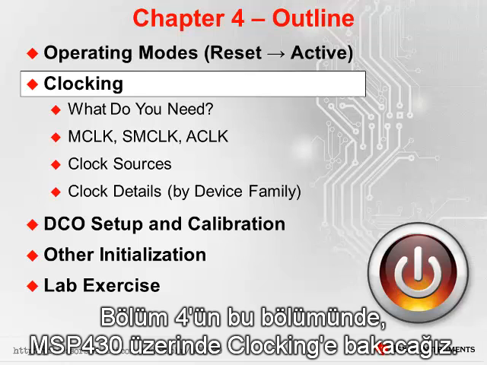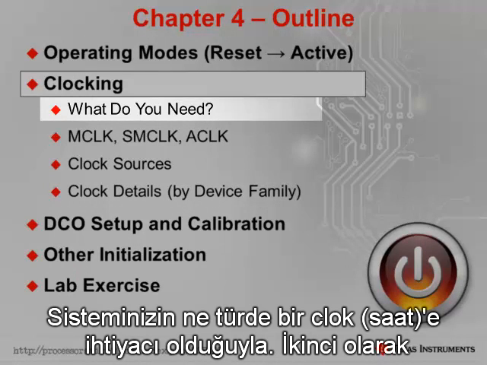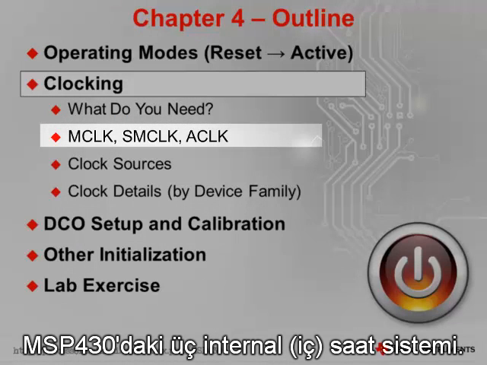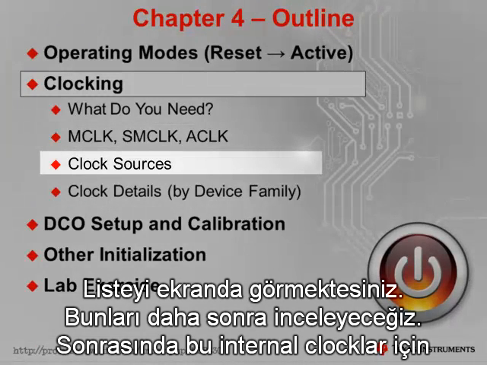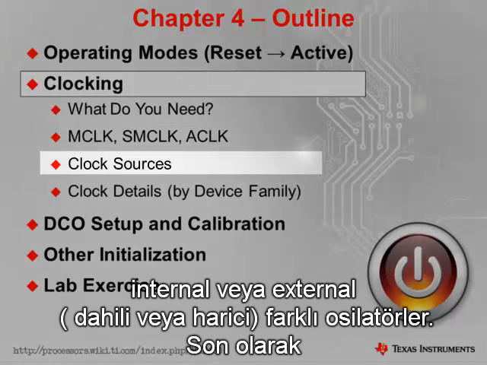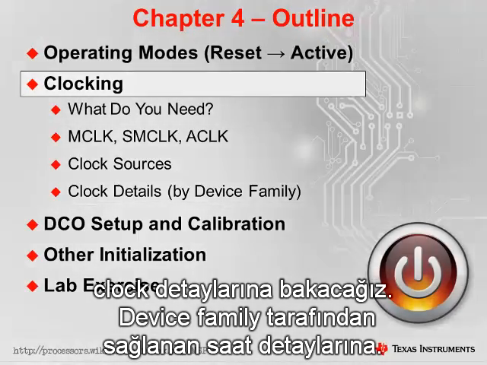In this part of Chapter 4, we look at clocking on the msp430. We start with, what do you need? What type of clocks do you need in your system? Second of all, what are the three internal clocks of the msp430? We see them listed here. We'll examine each of them. Next, we look at the sources for those internal clocks, the different oscillators, either internal or external. And finally, we look at some of the clock details, device family by device family.